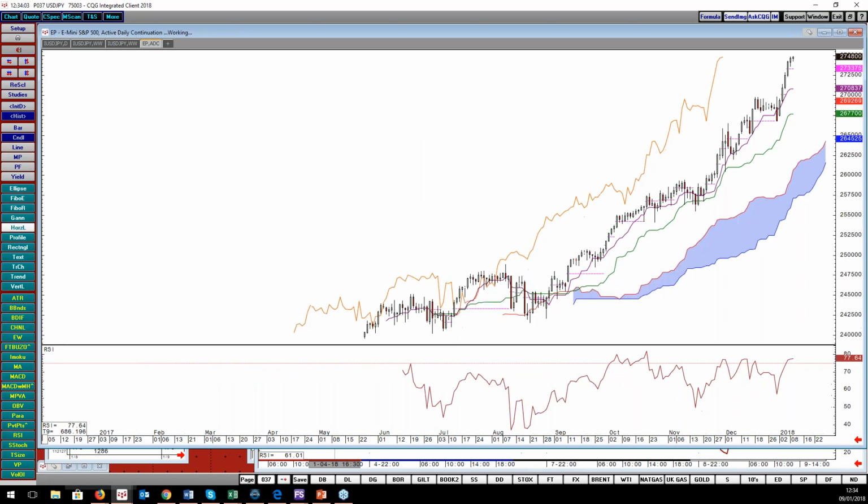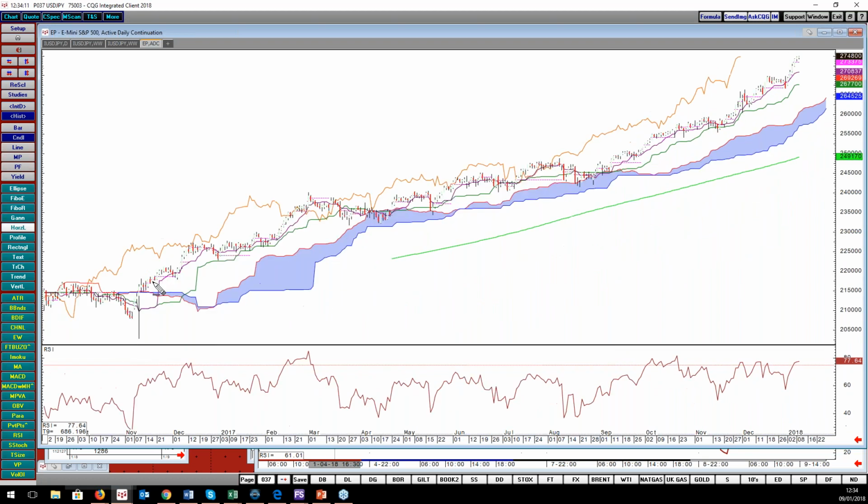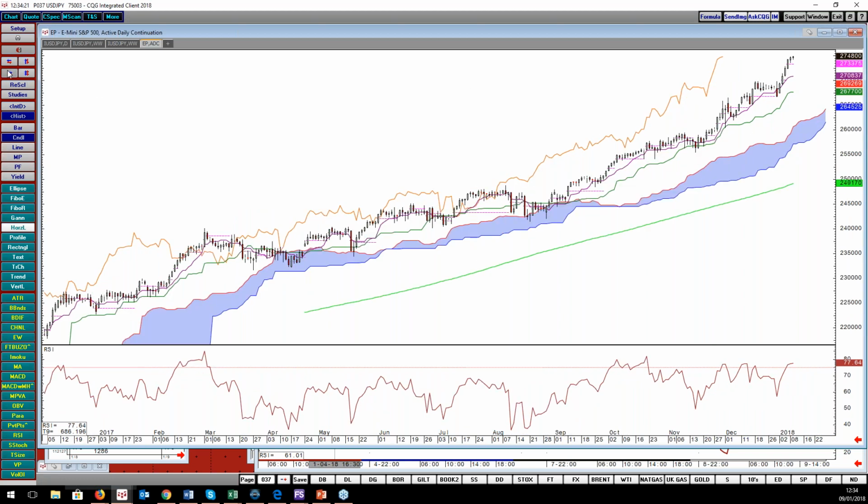Okay, there's the daily cloud chart for the S&P, and this is in a solid uptrend and has been, according to Ichimoku, since November 2016. And every time it dips into the cloud, it rallies. At the moment, we're a long way from the cloud, and the cloud is quite thick.